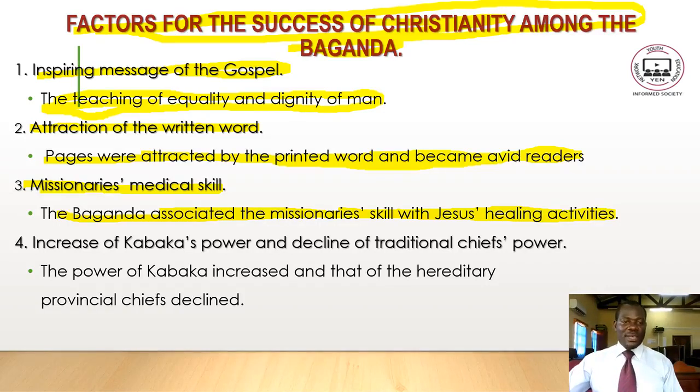Another factor for the success of Christianity was the increase of the Kabaka's power and the decline of the traditional chiefs' power. The power of the Kabaka increased and that of the hereditary provincial chiefs declined. As the Kabaka increased in power, he easily accepted what the missionaries brought, and when he accepted it, no one could oppose what the Kabaka had accepted.